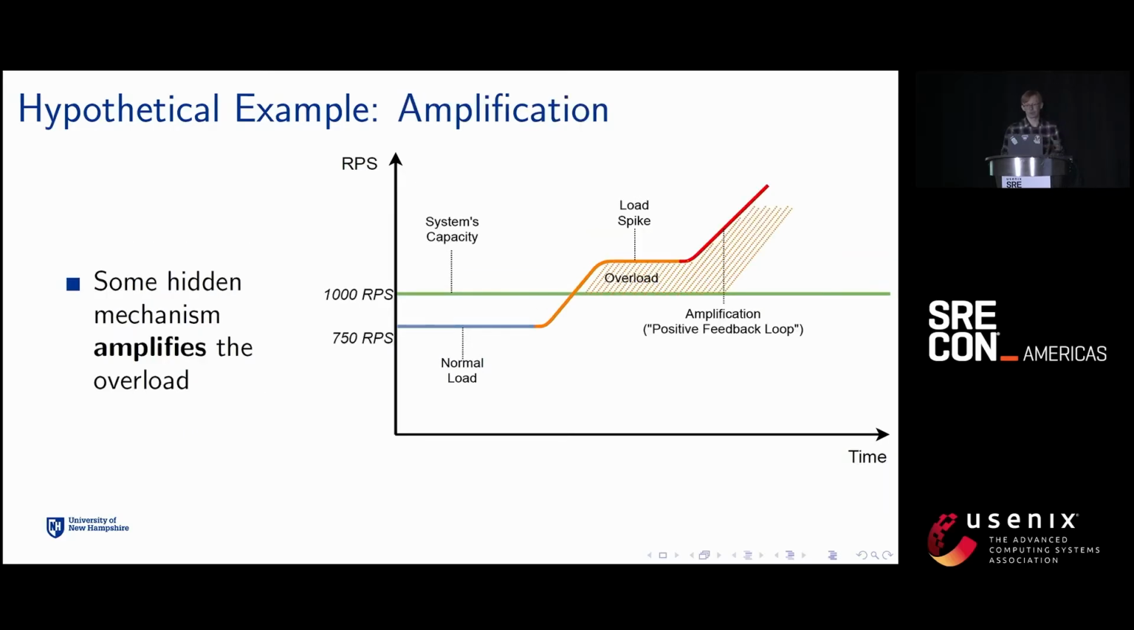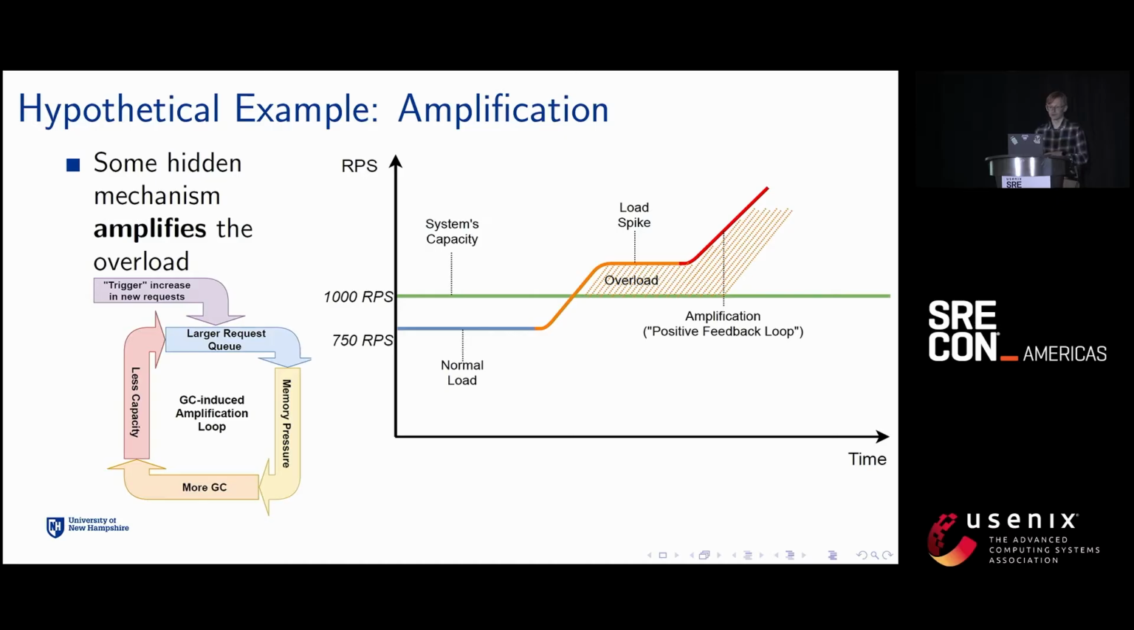But it gets worse, because now we have this hidden mechanism, right? Or more than one mechanism that takes that overload, takes that bad situation, and continuously makes it worse, right? I call this amplification, or sometimes I call them sustaining effects. But what they tend to be are some kind of positive feedback loops that feed on your bad state, right? So when your system is already in a bad state, they start to feed on that bad state and make it even worse. One example I can give you is a garbage collection induced amplification loop, right?